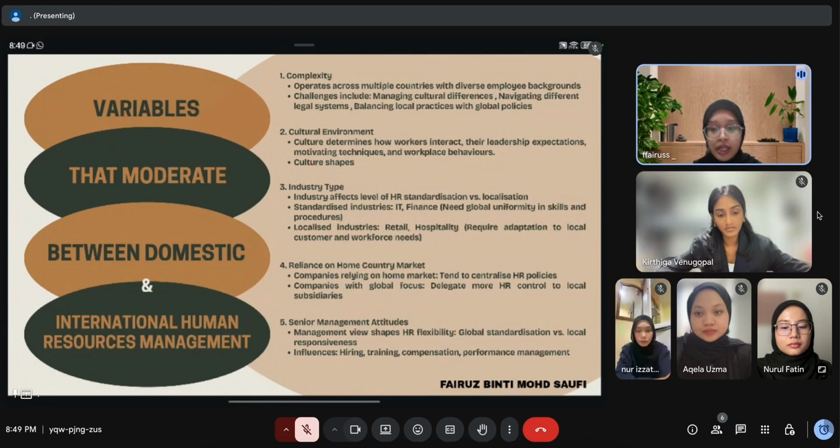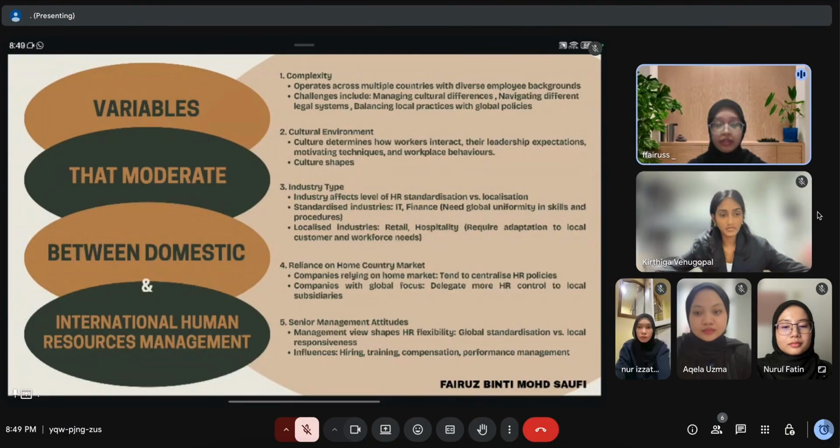Next is reliance on the home country market, where firms depending on their home market often replicate domestic HR policies abroad. On the other hand, firms with a global outlook give more autonomy to local subsidiaries. It will impact HR policies, and they may need adaptation when local conditions differ significantly. For example, Toyota Malaysia initially applies Japanese HR models like seniority-based promotion but adapts over time to align with Malaysian labour standards and expectations.